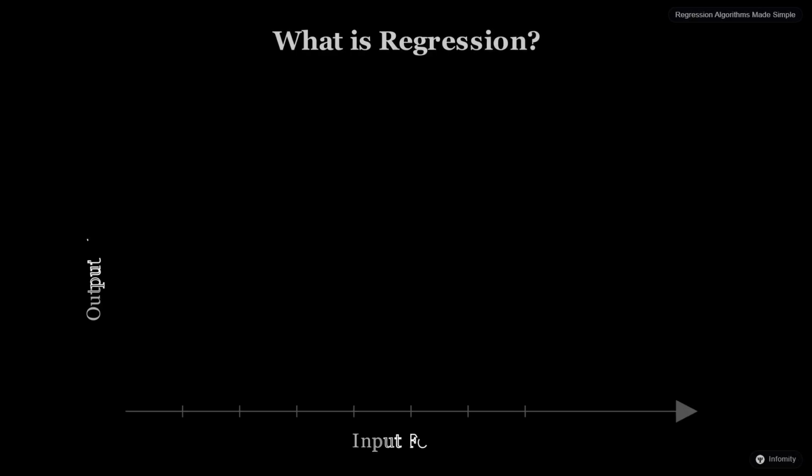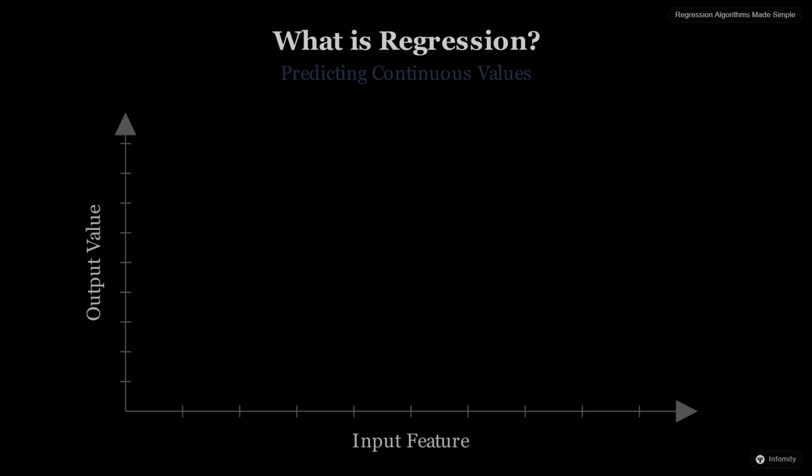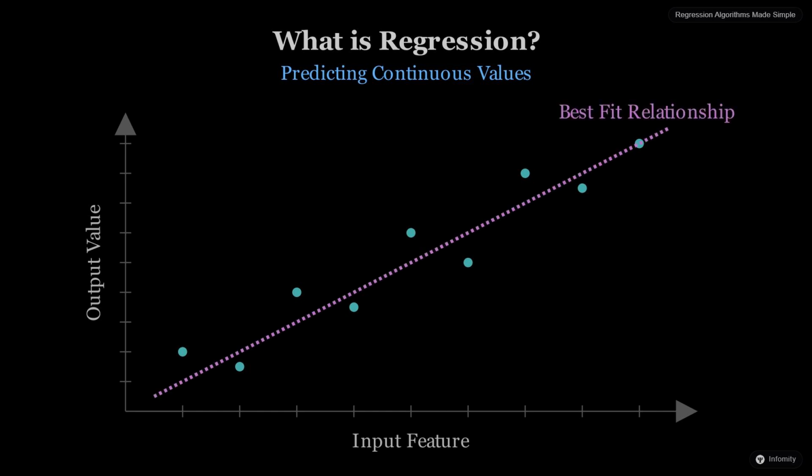At its core, regression is about predicting a continuous value, like house prices or temperature, based on one or more input features. Imagine you have a set of data points, perhaps showing how a company's sales change with its advertising spend. Regression helps us find a mathematical relationship, often represented by a line or curve, that best describes this data. This relationship then allows us to make informed predictions for new unseen data.